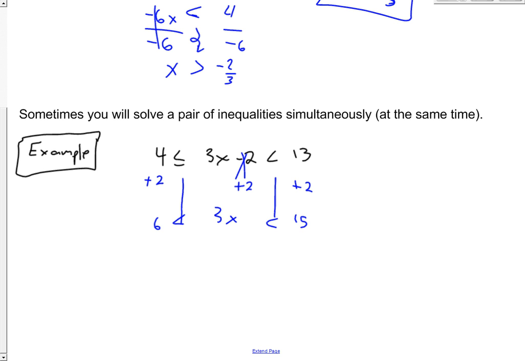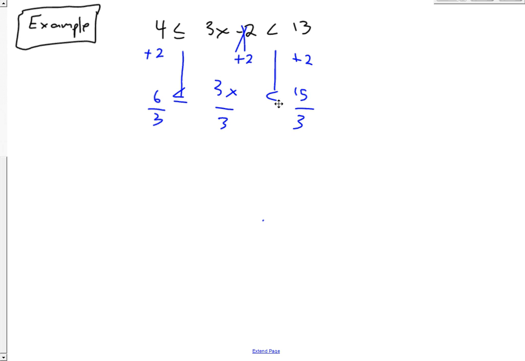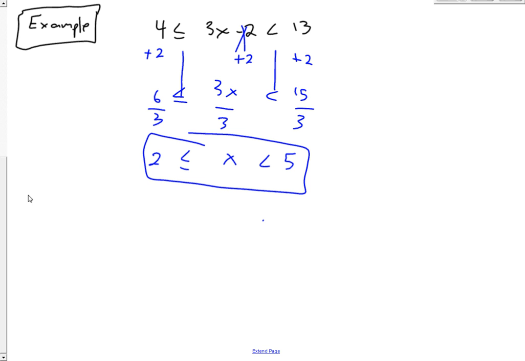Currently, your inequalities are still the same. And now we have 3x. We need to get x by itself, so we have to divide by 3. And this is dividing by a positive number, so we do not have to flip any symbols. If we had a negative number, we would have to flip both of those. This is 2 is less than or equal to x, which is less than 15 divided by 3, which is 5. And so this is our answer to the inequality. X is greater than or equal to 2. X is less than 5. So that's basically what we're doing to start with.